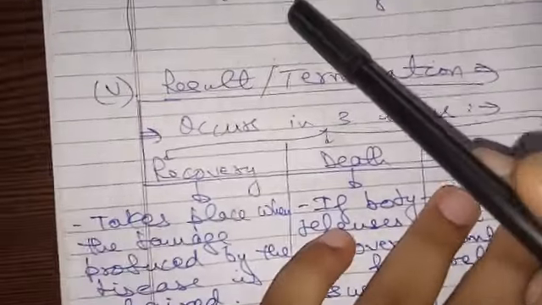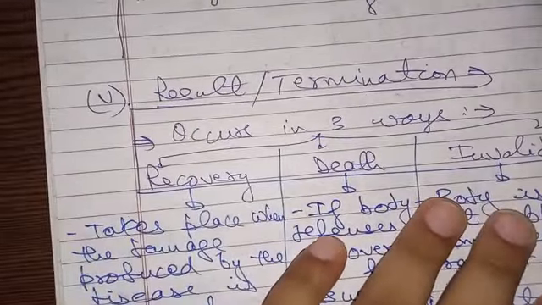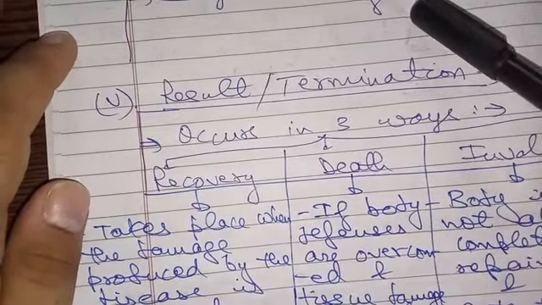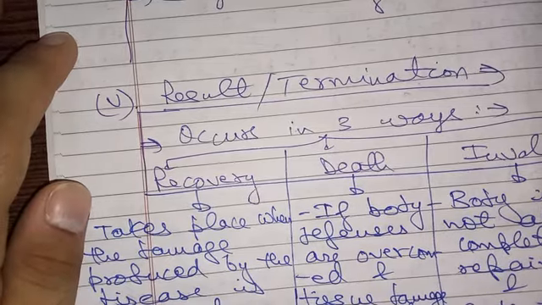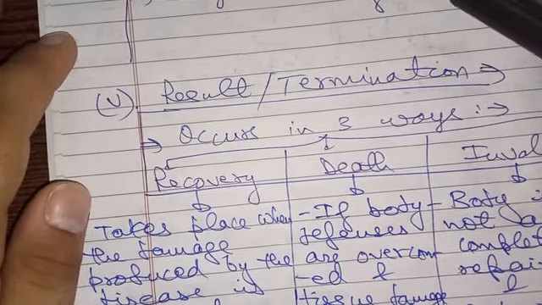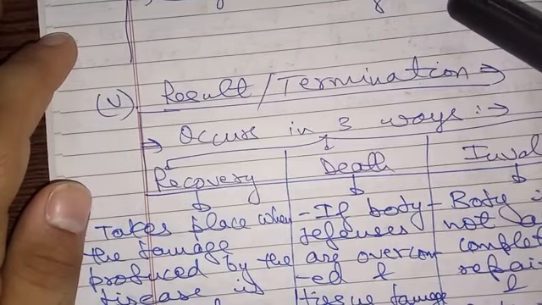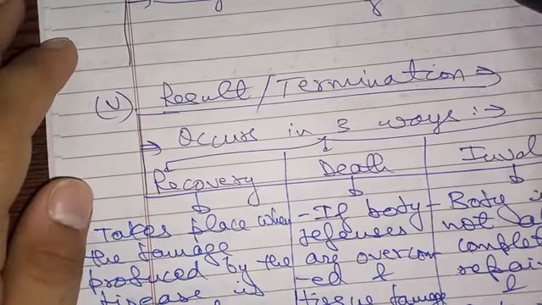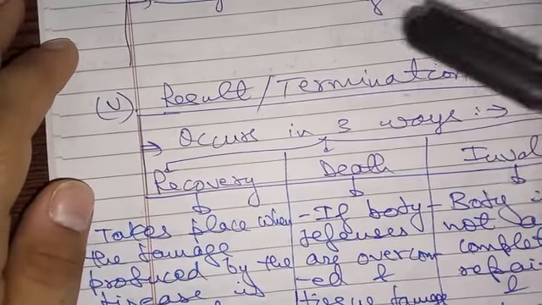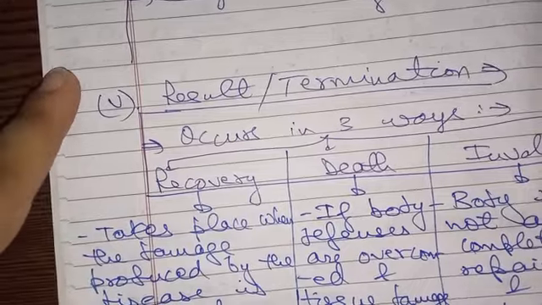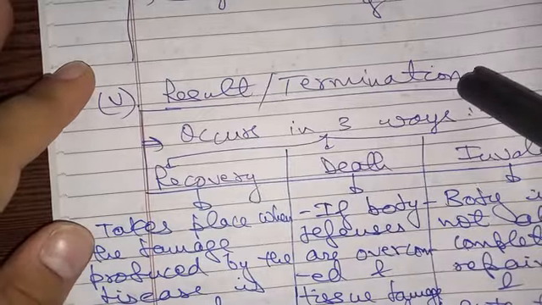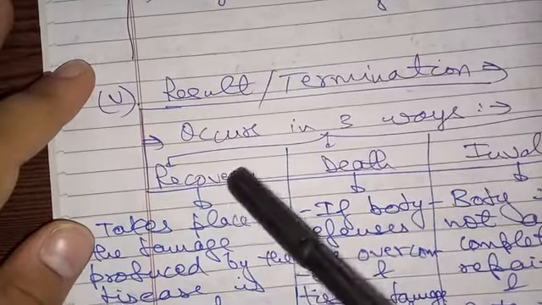And the next term is prognosis. Prognosis is the probable outcome of a disease. Sometimes a doctor might say that the prognosis of a disease is looking good, or the prognosis of that disease is not that good. So prognosis means how a disease will terminate, what will be the probable outcome of a disease. And the last aspect of a disease is result or termination. It can occur in 3 ways: recovery, death or invalidism.